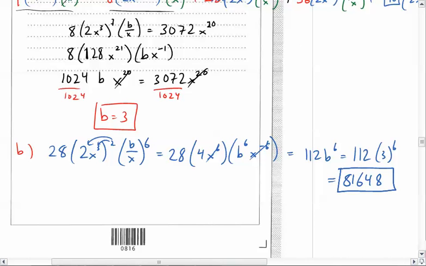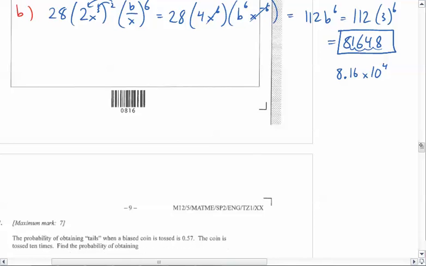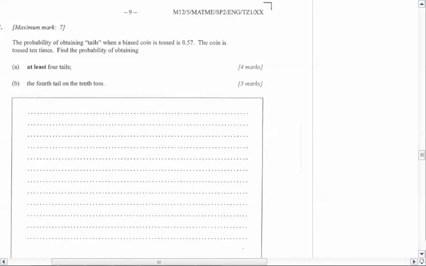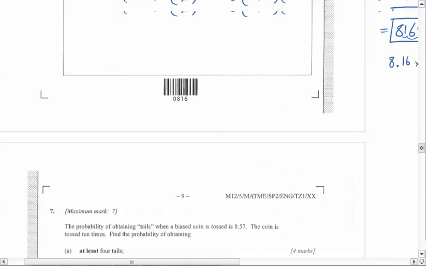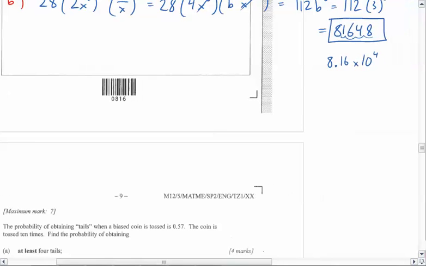I'm not sure if they want 3 sig figs for that one. In that case, you would have to write it as 8.16 times 10 to the power of 4. I'm guessing they probably only want 3 sig figs for decimal answers. I'm guessing that you can keep that as an exact answer.